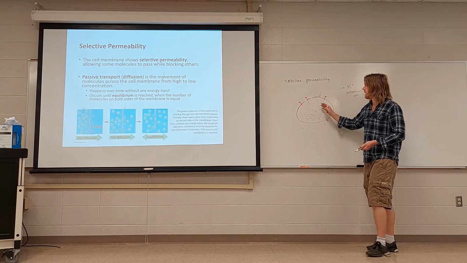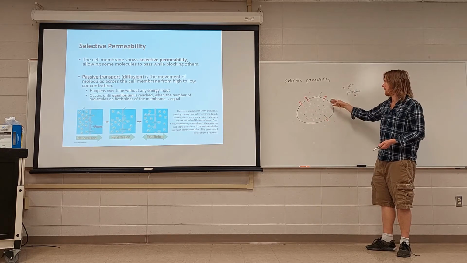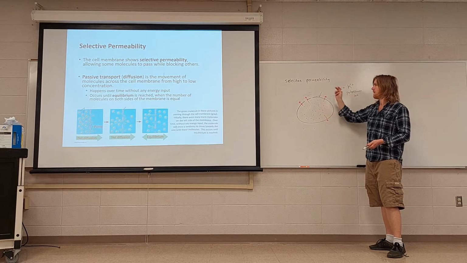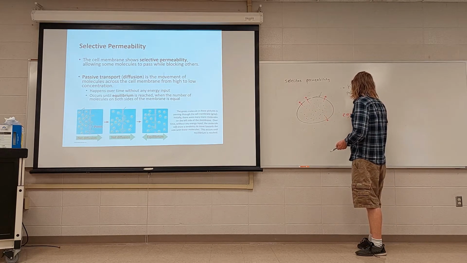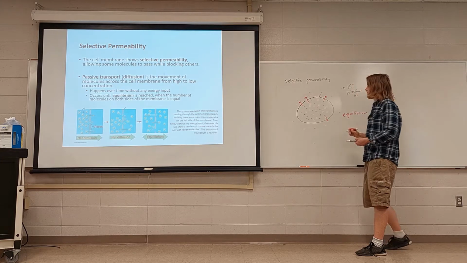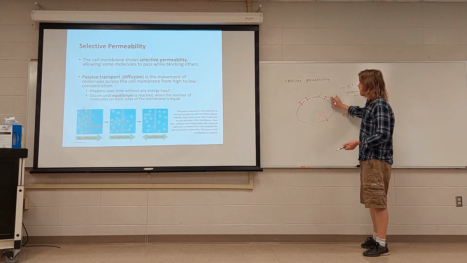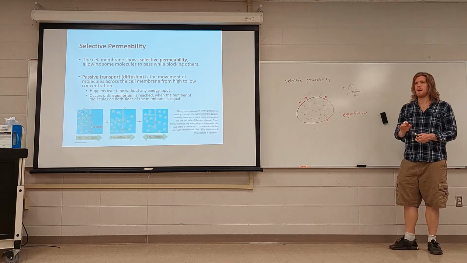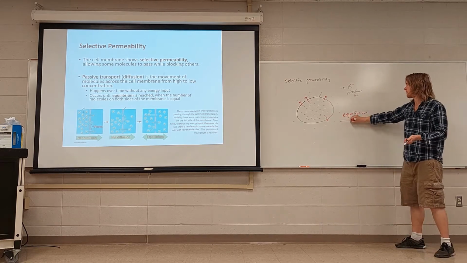And you're going to have that net movement outward until we've got an equal number of potassium ions inside and outside. And once that point gets reached, it's called equilibrium, and then you're going to have equal movements of molecules going in and out. There's not going to be any high to low movement, because there is no high to low anymore.